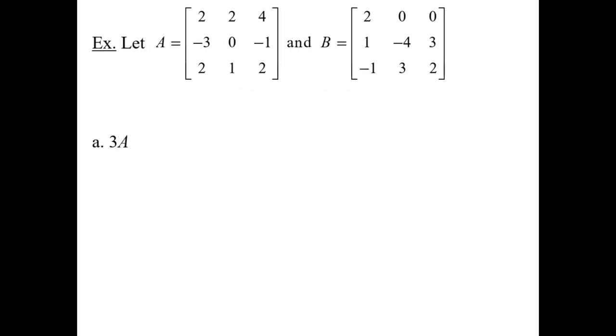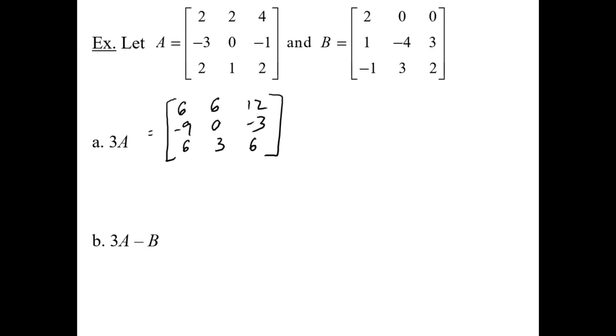So a real quick example here. Let A be this matrix and B is this matrix. So again, 3A just means multiply every single entry by a 3. That's it. Just multiply every entry by a 3, no biggie.